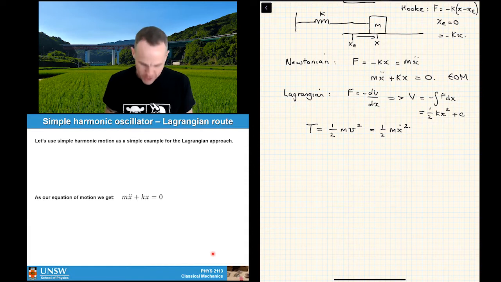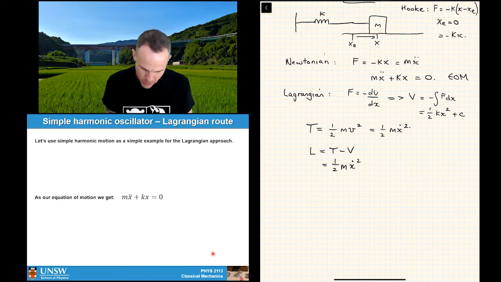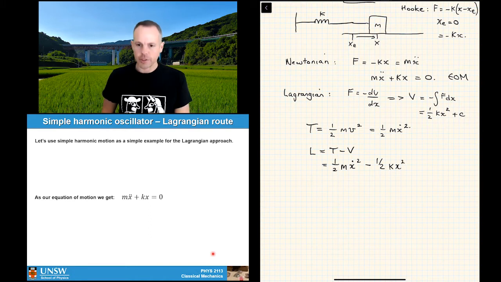So now we write our Lagrangian. The Lagrangian L is equal to T minus V, and so it ends up being a half m x dot squared minus a half kx squared, just in here, okay?